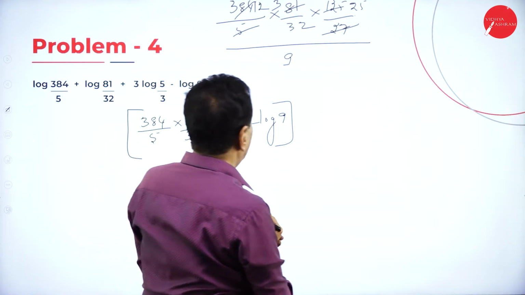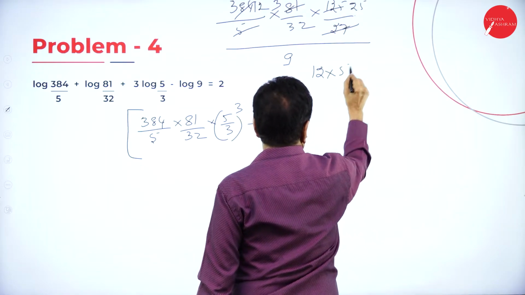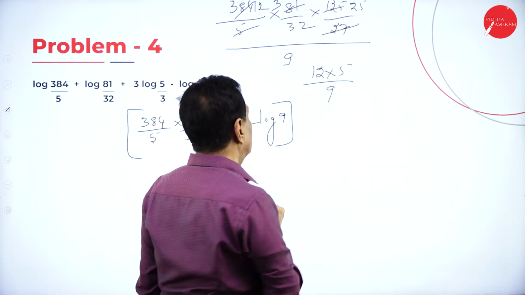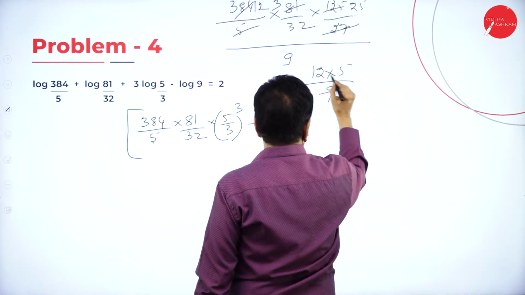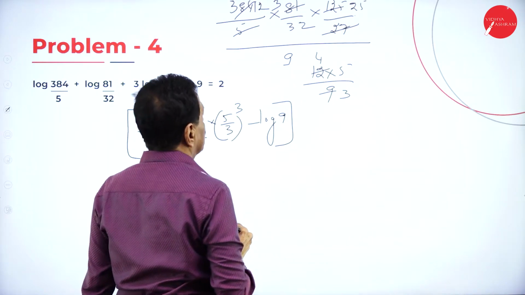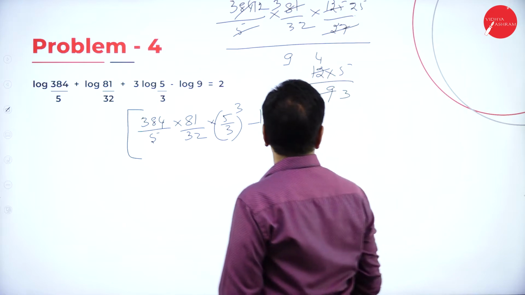So what is left over now? It is 12 into 5 divided by 9. This is 9 is there. So 5 fours are 20.